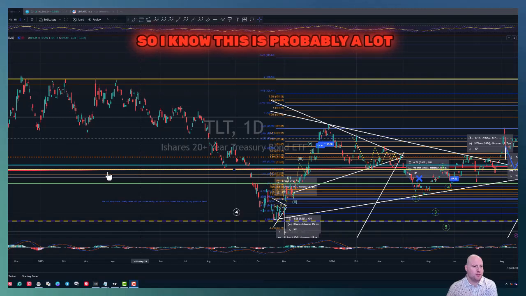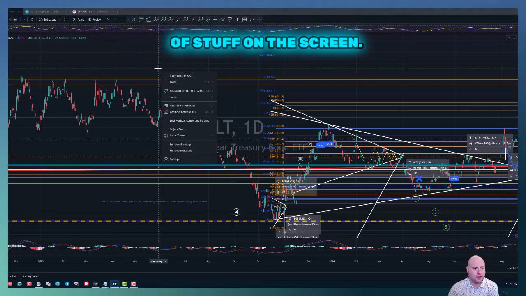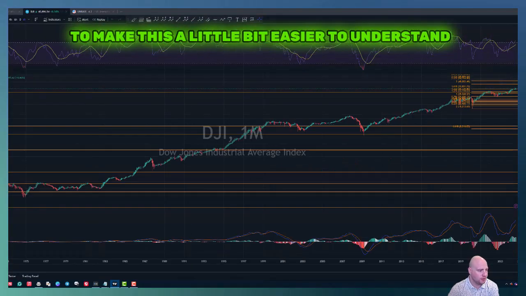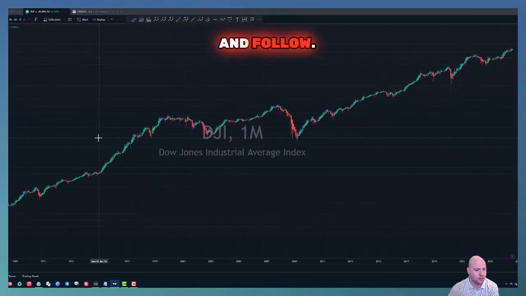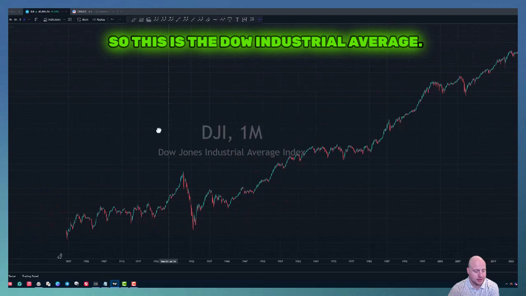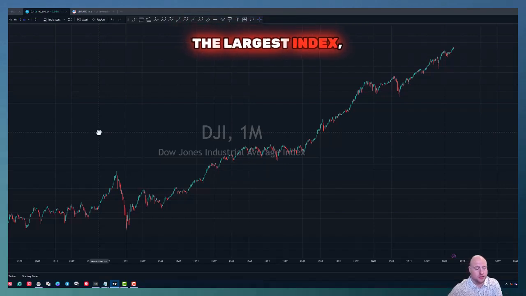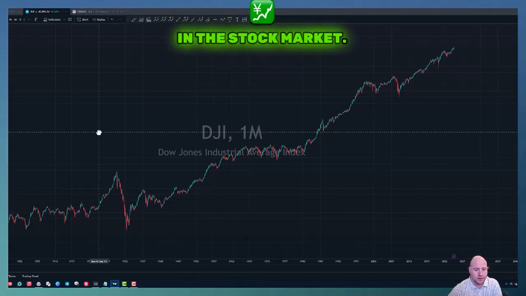Okay, so I know this is probably a lot of stuff on the screen that doesn't make sense. I'm going to start off with the Dow just to make this a little bit easier to understand and follow. So this is the Dow Industrial Average. It's one of the largest indexes. Well, it is the largest index in the stock market.